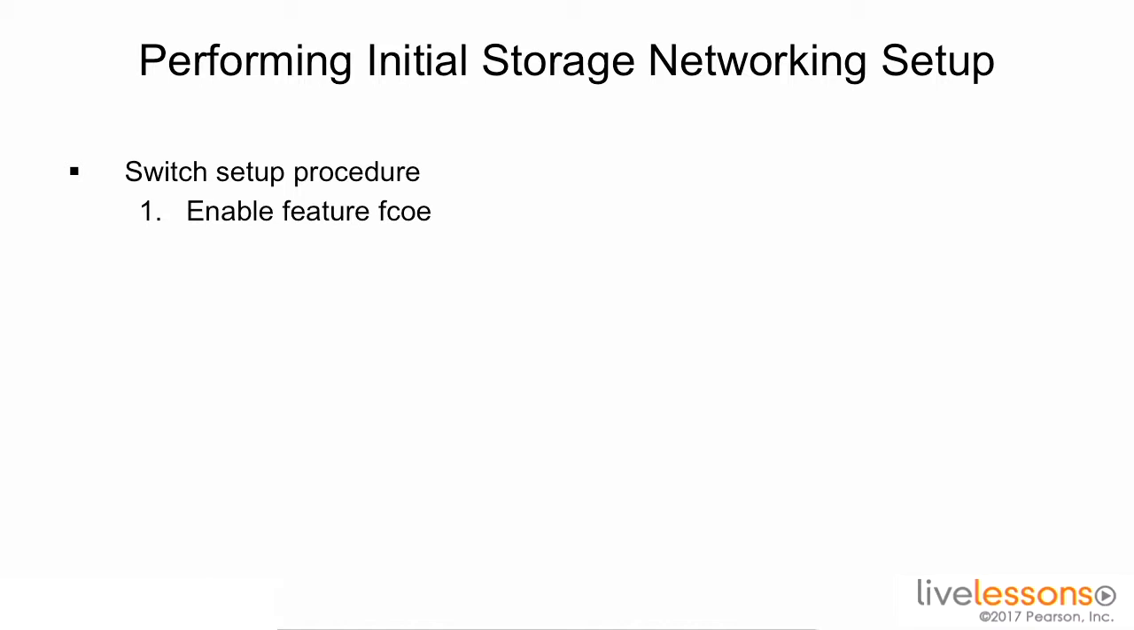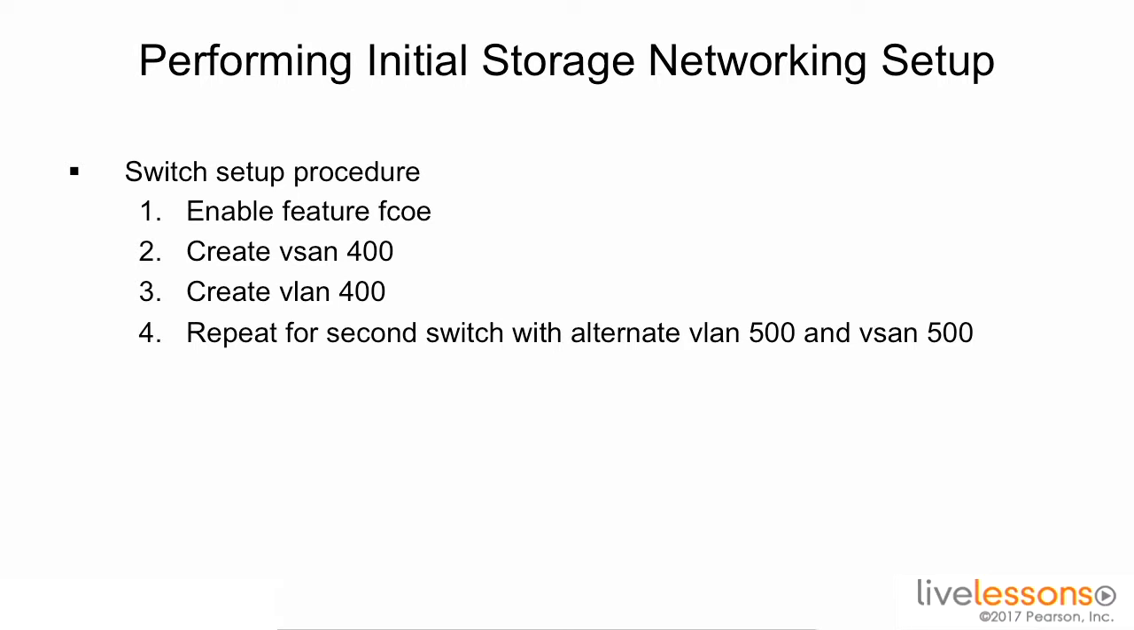So the first thing that we have to do is enable feature FCoE. The second thing that we'll need to do is create our vSAN. Third thing we'll need to do is create a VLAN that we're going to use for FCoE. The fourth thing we're going to have to do is repeat this on the other side using a different VLAN and vSAN, once again having SAN A and SAN B. Let's go ahead and get started on the switches.